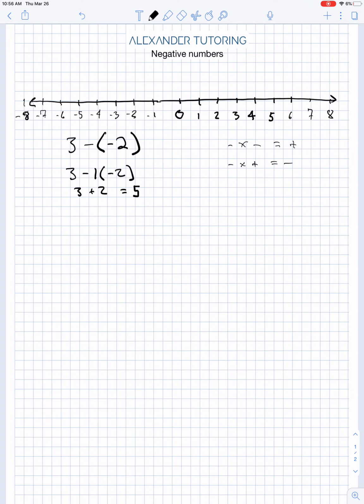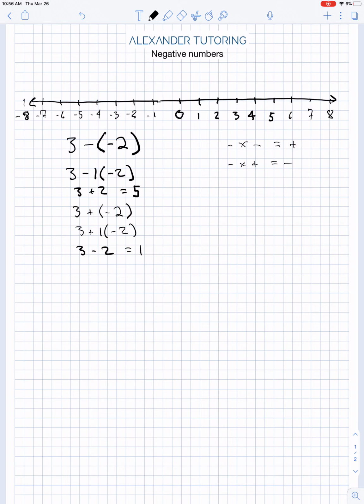Okay, the other case is a plus and a minus. So what if we had 3 plus negative 2? Again, we can think of that as 3 plus 1 times negative 2. Same thing, right? Multiplying by 1 doesn't change anything. And again, PEMDAS says we do multiplication first, before addition and subtraction. So we have a positive 1 times a negative 2. A negative times a positive is a negative. So that becomes 3 minus 2, which we all know is 1.